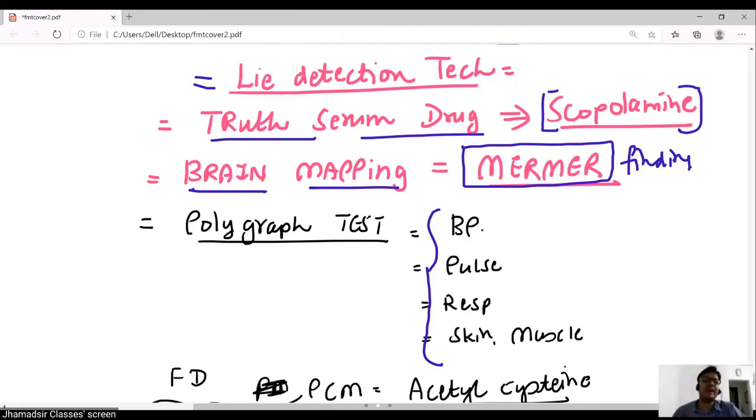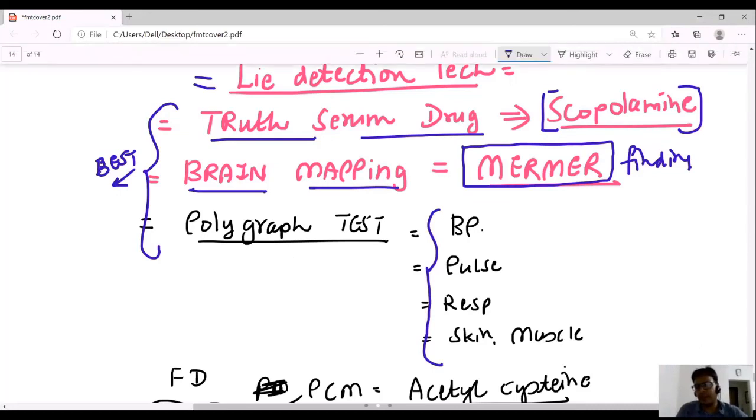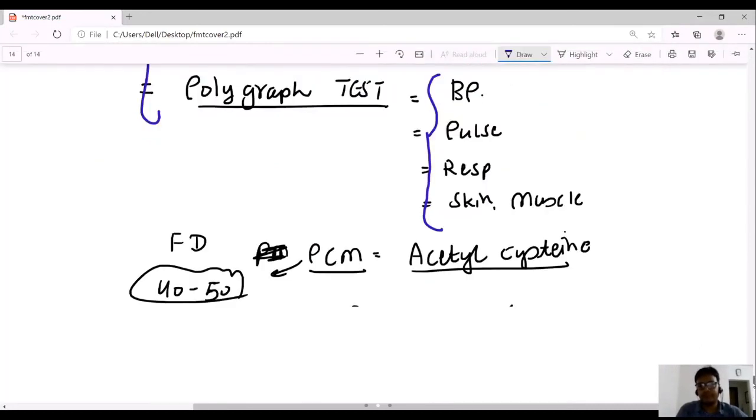Doctor Sahab, all these three are lie detection techniques. Brain mapping is the best technique. Truth serum drug is scopolamine. Brain mapping finding is murmur. In the polygraph test, blood pressure, pulse, respiration, and skin movement are recorded after putting some questions.